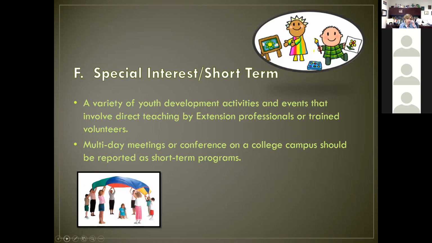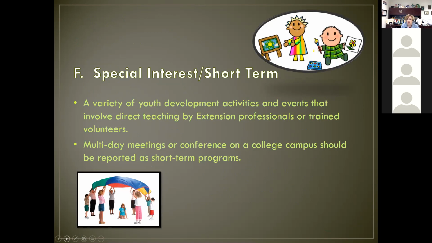Okay, special interest and short-term groups. So this is kind of the catch-all category for a lot of the things that we do. It would involve a variety of youth development activities and events that involve direct teaching by the extension professional or even our trained volunteers.